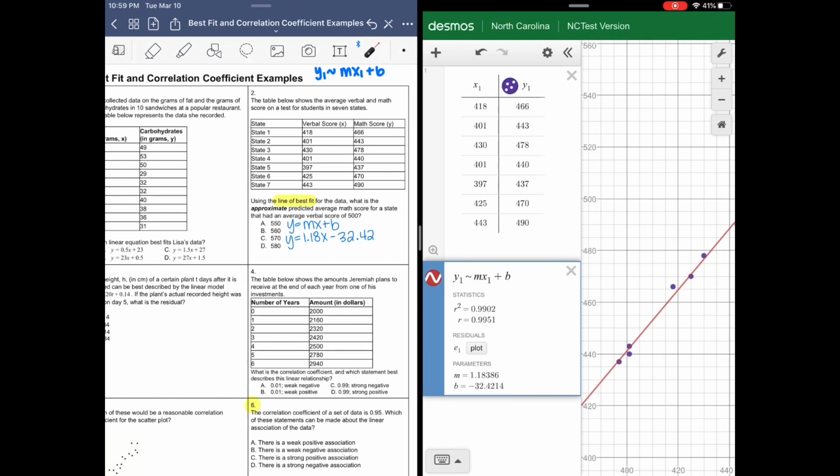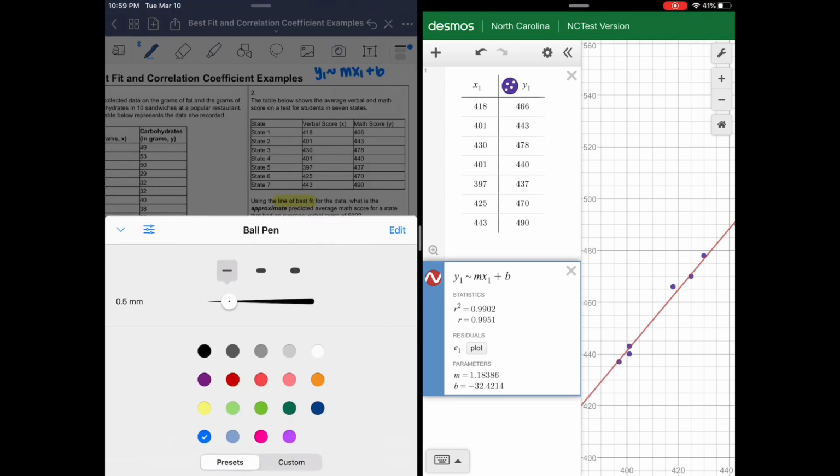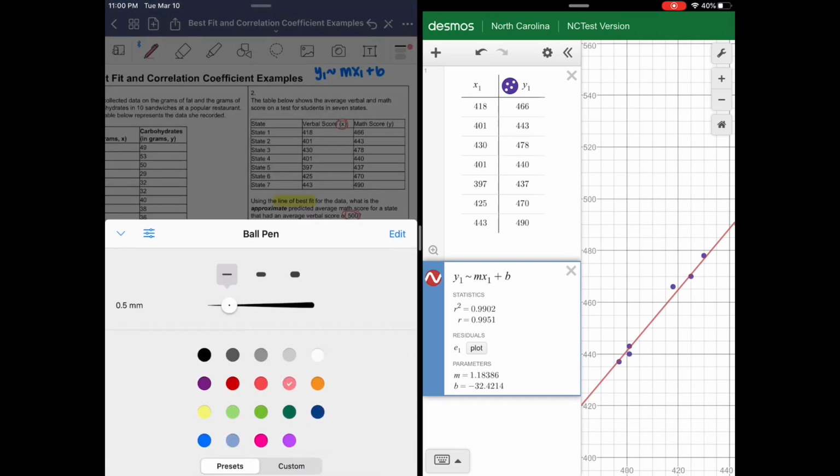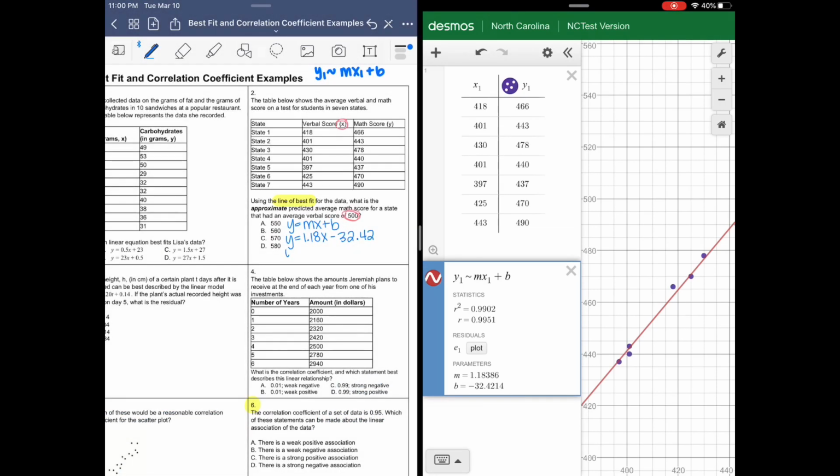Now, our question was not just to find the equation. The question was to find the math score if the verbal score is 500. So the verbal score is x, right? If the verbal score, x, is 500, that means I'm going to take 500 and plug it in for x.